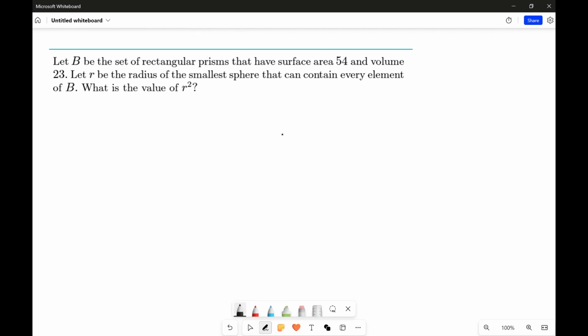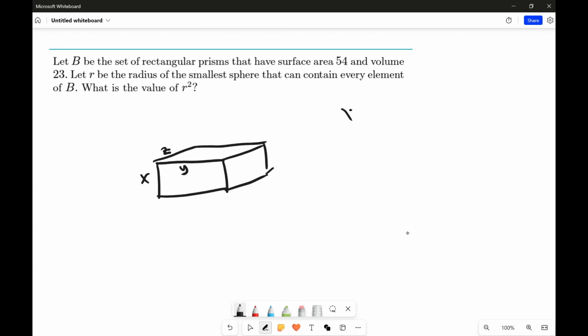So, in order to do this problem, we need to first imagine our one rectangular prism inside B. So we have our rectangular prism here. Suppose it has side lengths x, y, and z. Then the volume condition is equivalent to xyz equals 23, and the surface area condition is equivalent to 2 times (xy plus yz plus zx) equals 54. And we can divide both sides by 2 to make things simpler to get that xy plus yz plus zx is equal to 27.